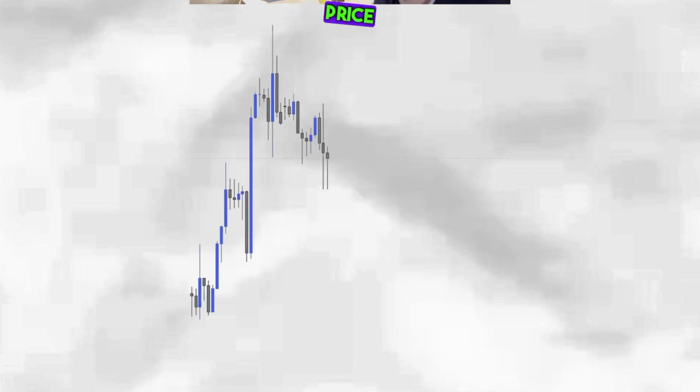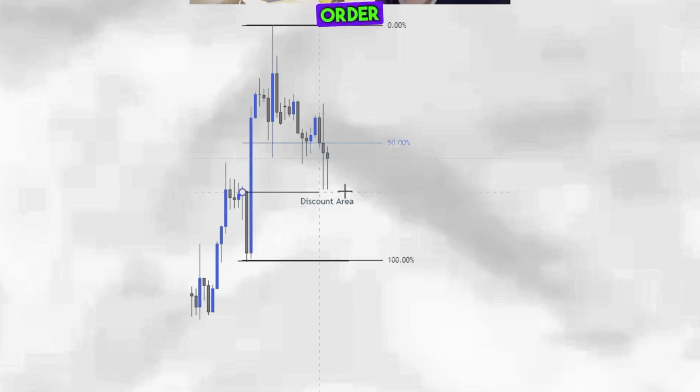So here we can see price is bullish. Here is the bottom of the range. Here is the top of the range. I'm going to measure my range. I'm going to identify my discount level, which is 50% and below. And I am looking for order blocks and imbalance. There's an order block right here.